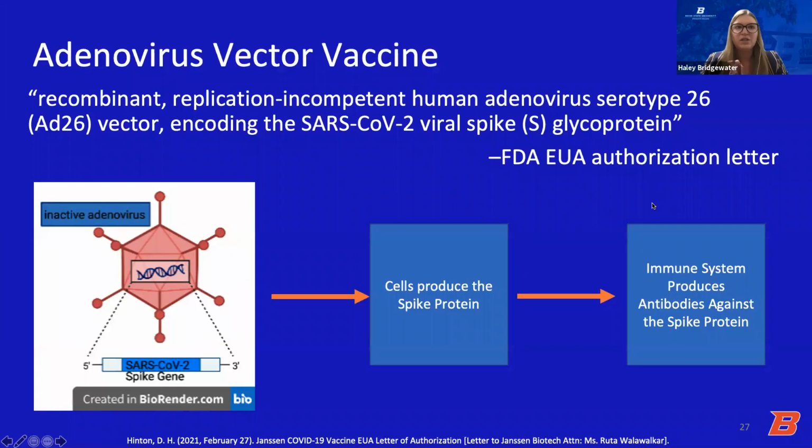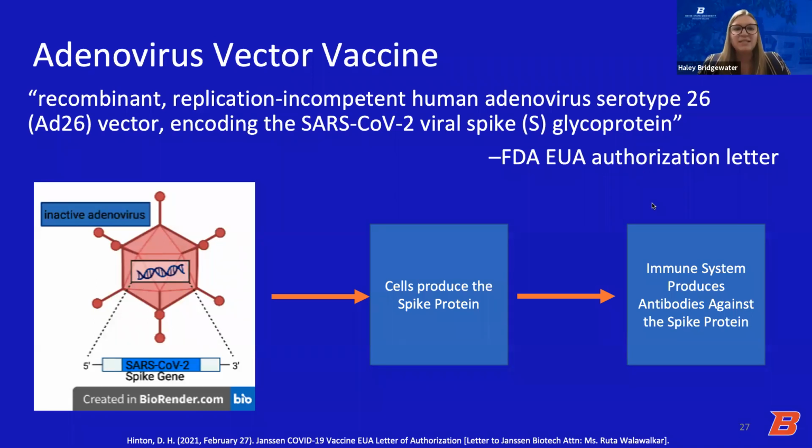All right. So recently, the Johnson & Johnson vaccine was granted emergency use authorization by the FDA, meaning that it can now be publicly distributed. And in the letter of authorization, it was stated that the vaccine is a recombinant, replication incompetent human adenovirus serotype 26 vector encoding the SARS-CoV-2 viral spike S glycoprotein. So that's super complicated, and that's what was released to the public. So let's break it down a little bit so we know exactly what's happening in this vaccine.